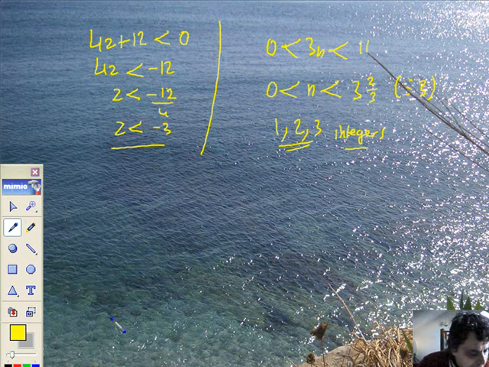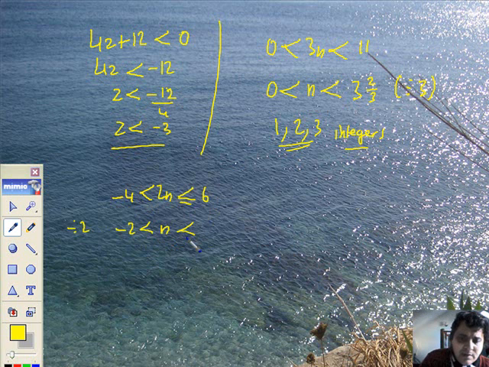Pick another one. I think I'll do b. b says this, minus 4 has got to be less than 2n, and that's got to be less than or equal to 6. Well, divide both sides by 2. That's what I'm about to do now. So minus 4 divided by 2 is minus 2. That leaves me n on its own, and 6 divided by 2 is 3.